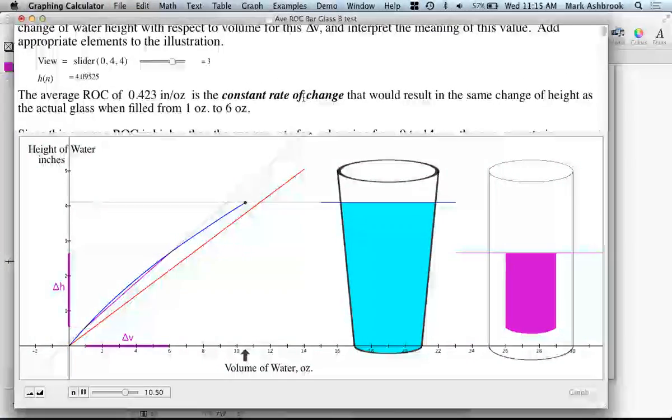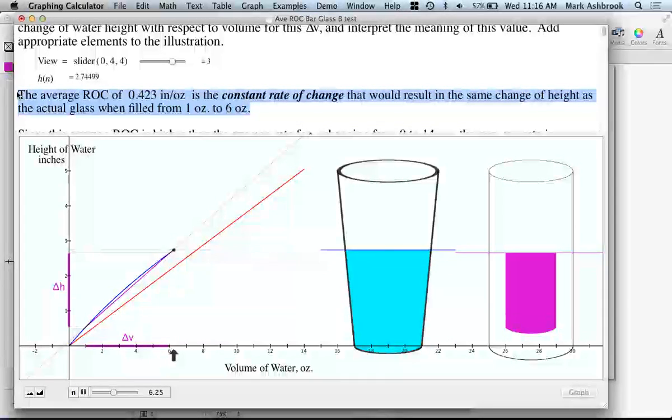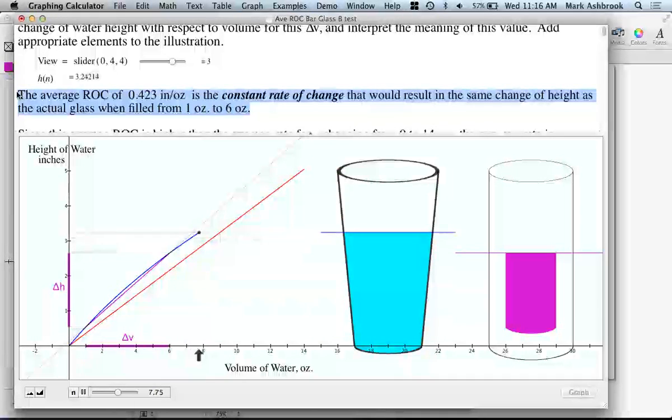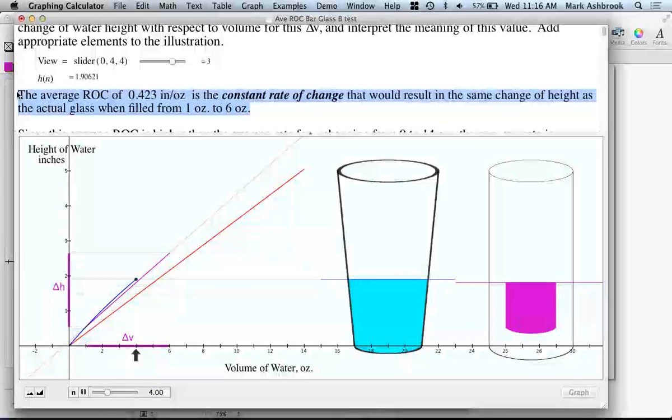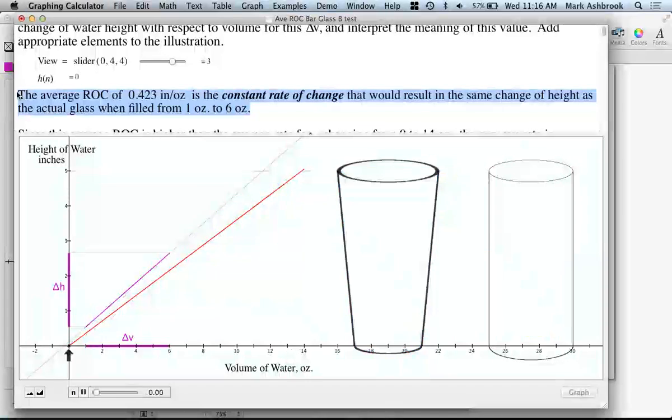But this is the key. What is average rate? So memorize this. The constant rate of change that would result in the same change in output for the given change in input. Average rate is the constant rate that would result in the same change of output for the given change in input. Memorize it.